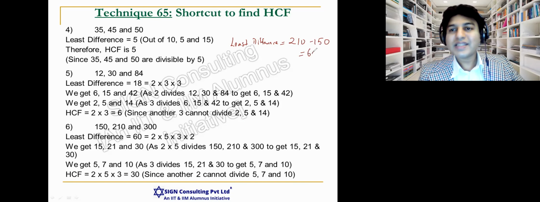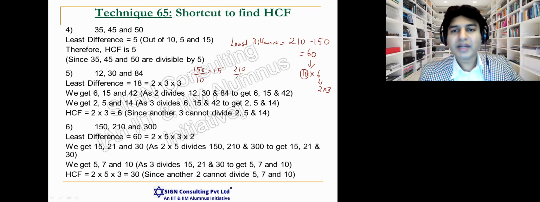And do you agree that 60 again, I can write as 10 into 6? And again, this number 6, you can split as 2 into 3. Now, first, let me check with this number 10 whether these numbers are divisible. And I know, yes, it is divisible. 150 by 10 goes 15 times. 210 by 10 goes 21 times. And 300 is divisible by 10, it goes 30 times.